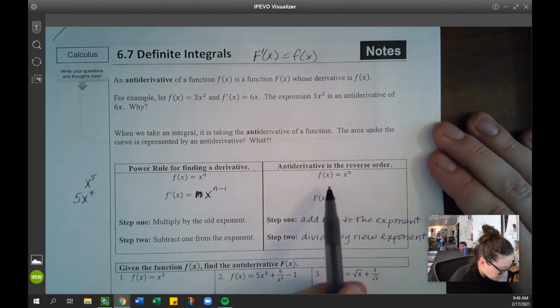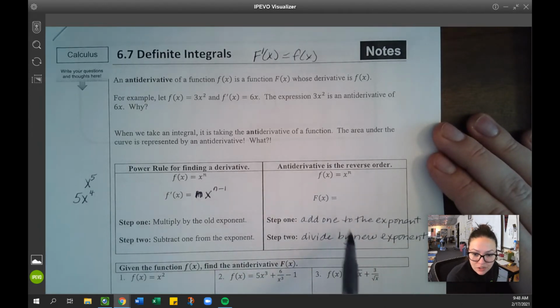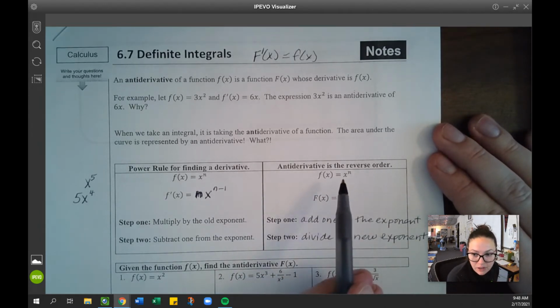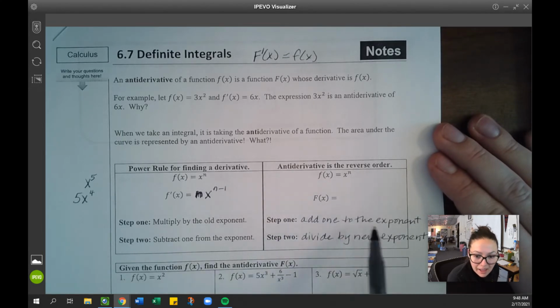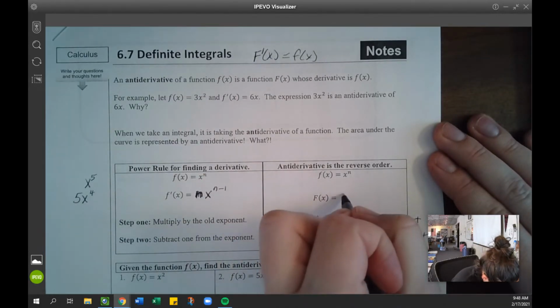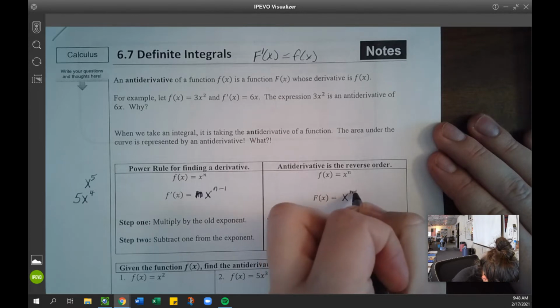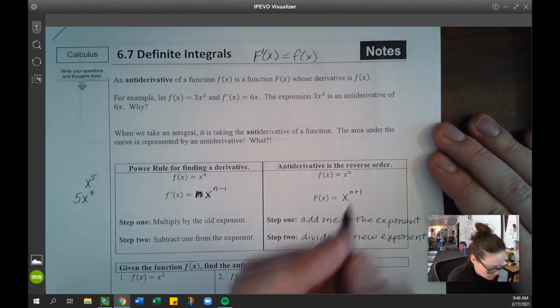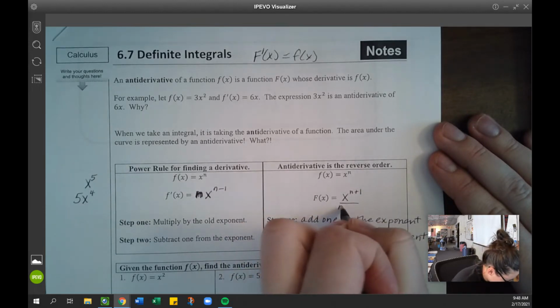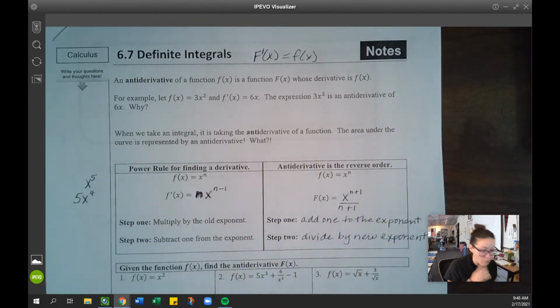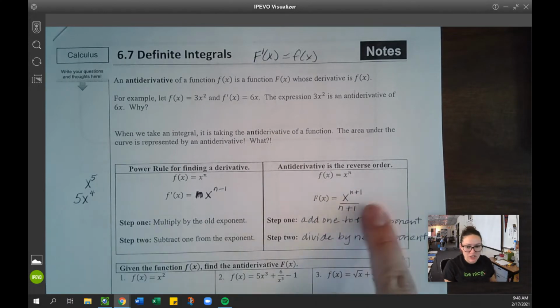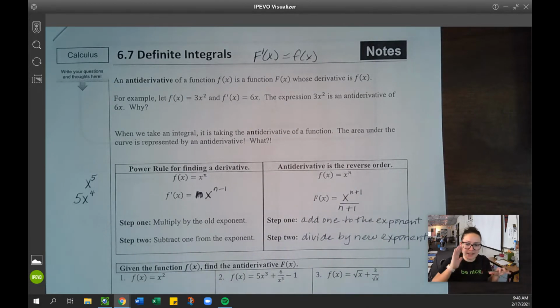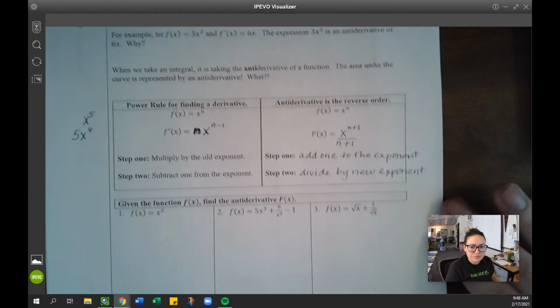So let's use this to find the antiderivative of x to the n. We add 1 to the exponent, which gives me x to the n plus 1. And then we divide by that new exponent, so divided by whatever n plus 1 is. Now, this notation looks kind of funky because of all the n's and plus ones. But as soon as we do some actual examples, I think it'll really start to click.